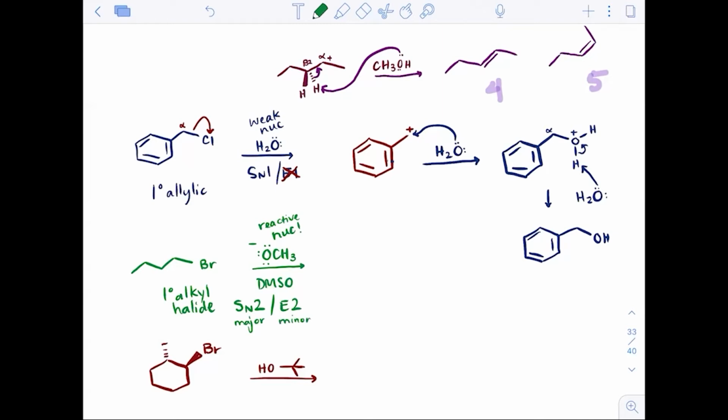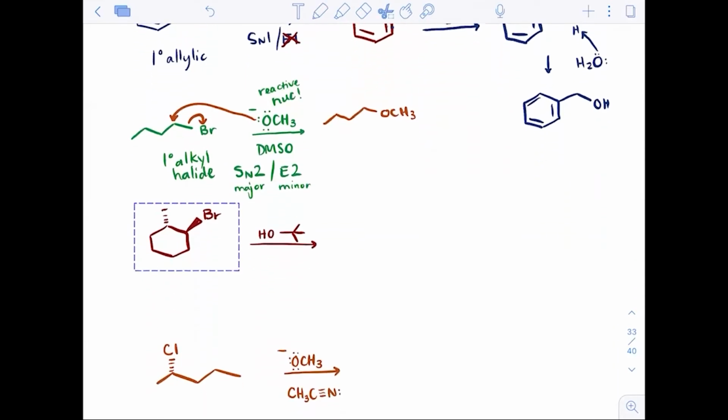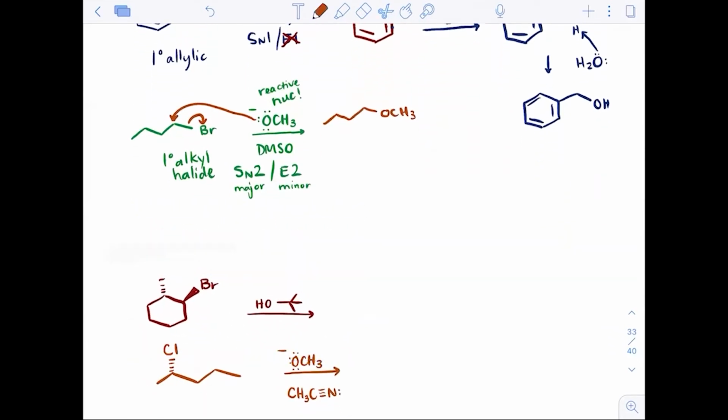When we see E2 is favored, it's because we're in the secondary alkyl halide realm, all right? So we'll start with our SN2, nuke attack, followed by loss of leaving group. We make an ether. I'll redraw. Scroll down. We'll redraw that same alkyl halide to analyze for the E2. Alpha, beta, there's the hydrogen.